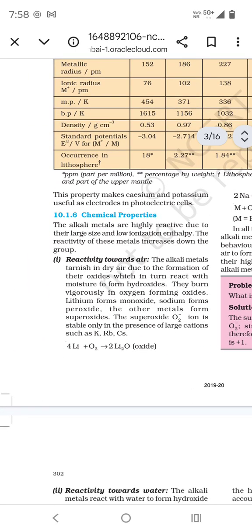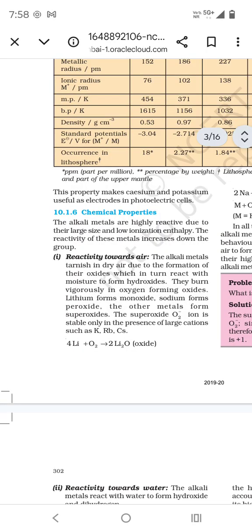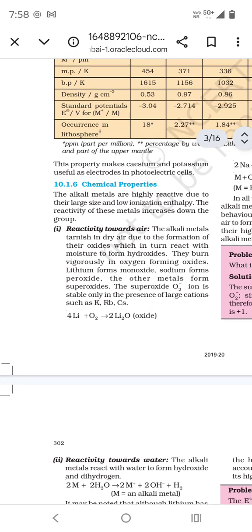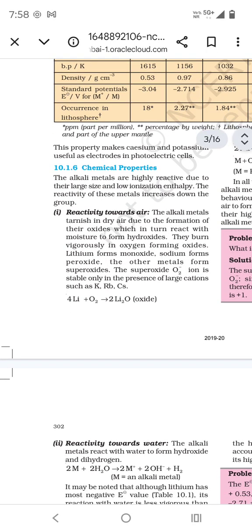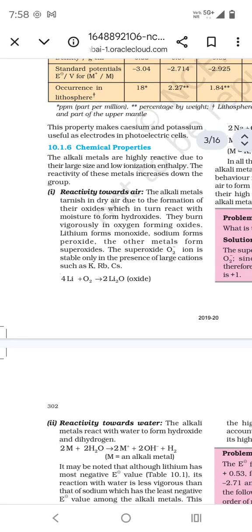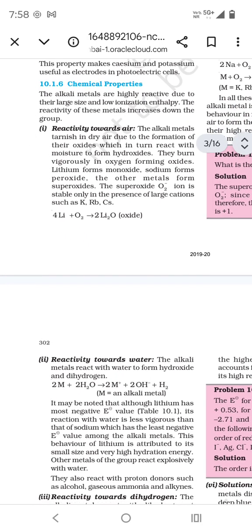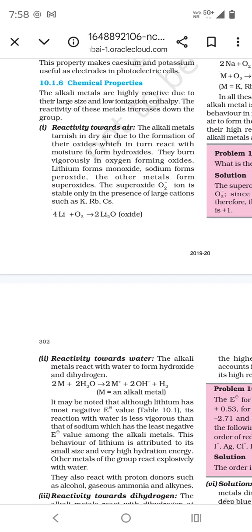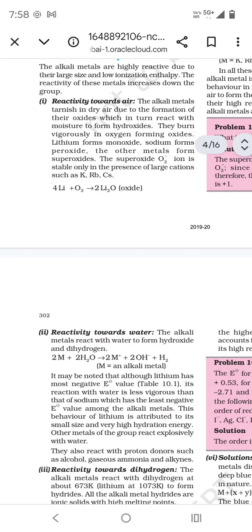This property makes cesium and potassium useful as electrodes in a photoelectric cell. Chemical properties: the alkali metals are highly reactive due to their large size and low ionization enthalpy. The reactivity of these metals increases down the group.